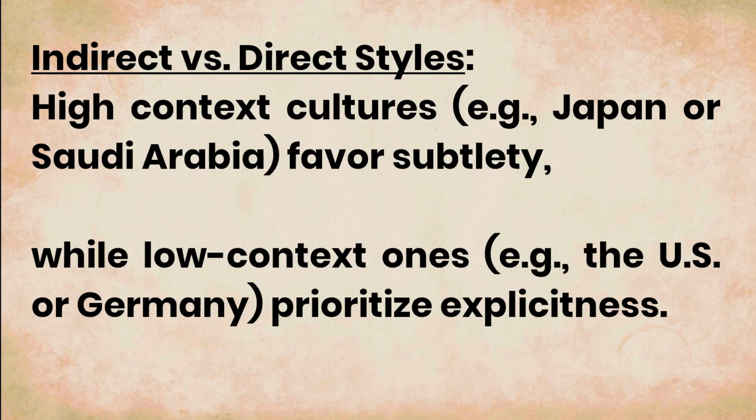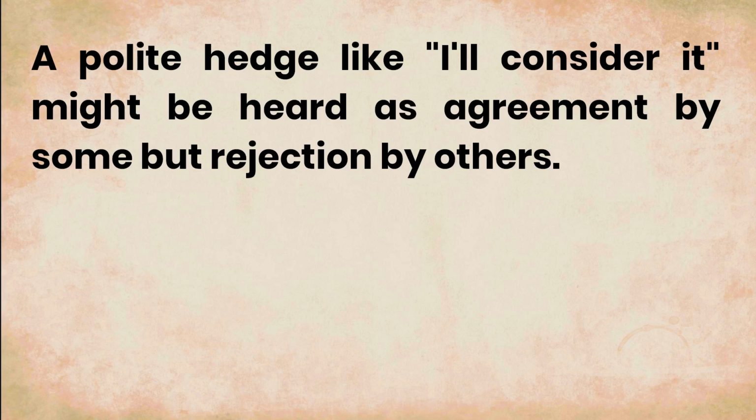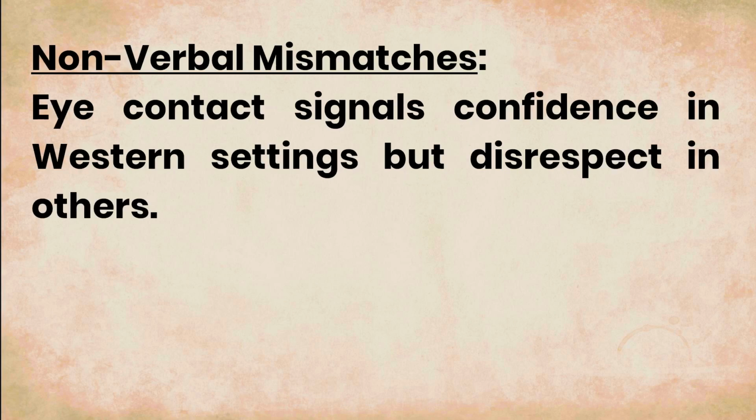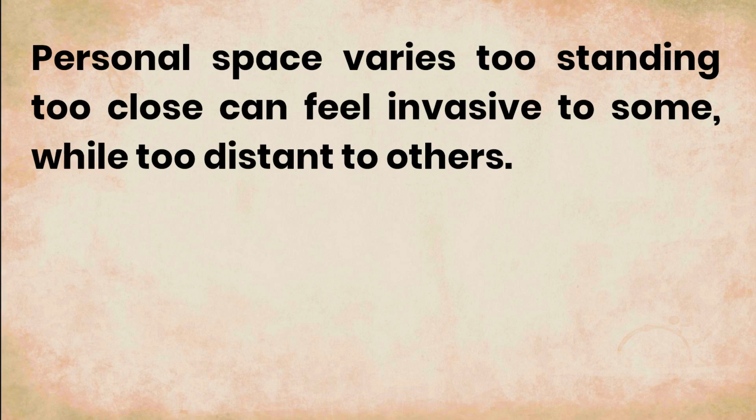Indirect versus direct styles. High-context cultures, for example, Japan or Saudi Arabia, favor subtlety, while low-context ones, for example, the US or Germany, prioritize explicitness. A polite hedge like, "I'll consider it," might be heard as agreement by some, but rejection by others. Nonverbal mismatches. Eye contact signals confidence in Western settings, but disrespect in others. Personal space varies too. Standing too close can feel invasive to some, while too distant to others.